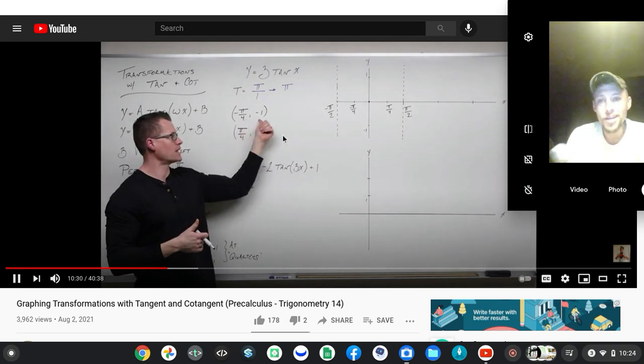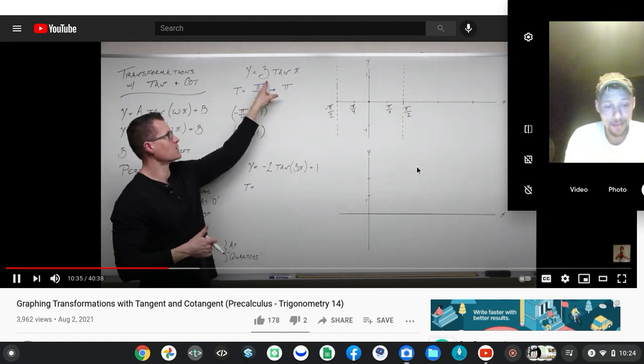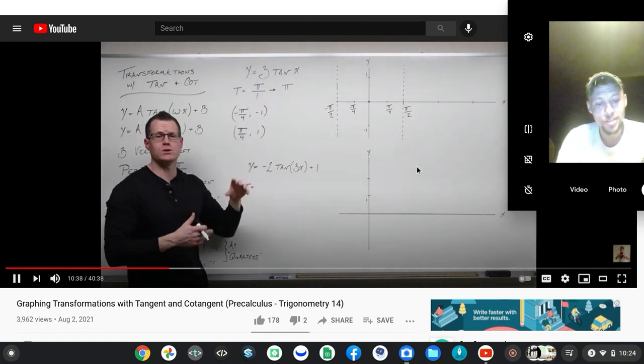First quarter, negative 1, third quarter, positive 1. And then if you have anything being multiplied out here, that is going to multiply those two key points.